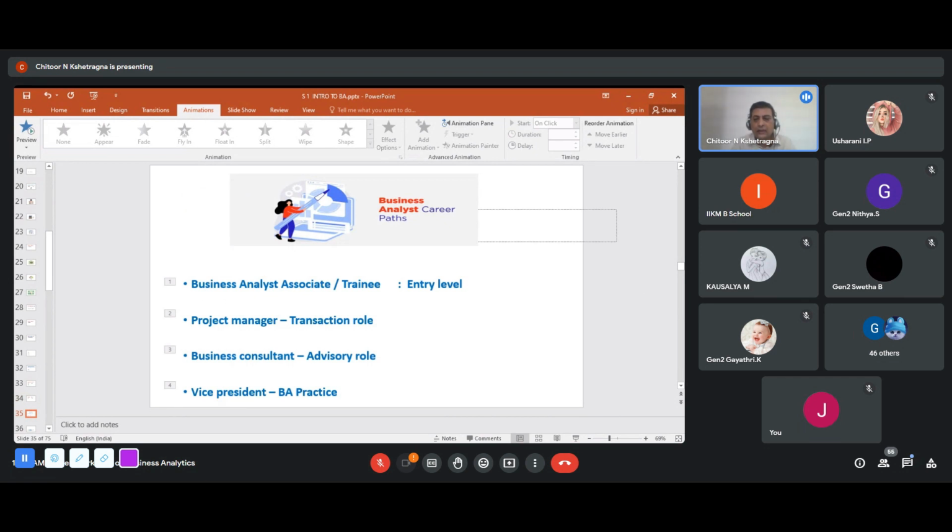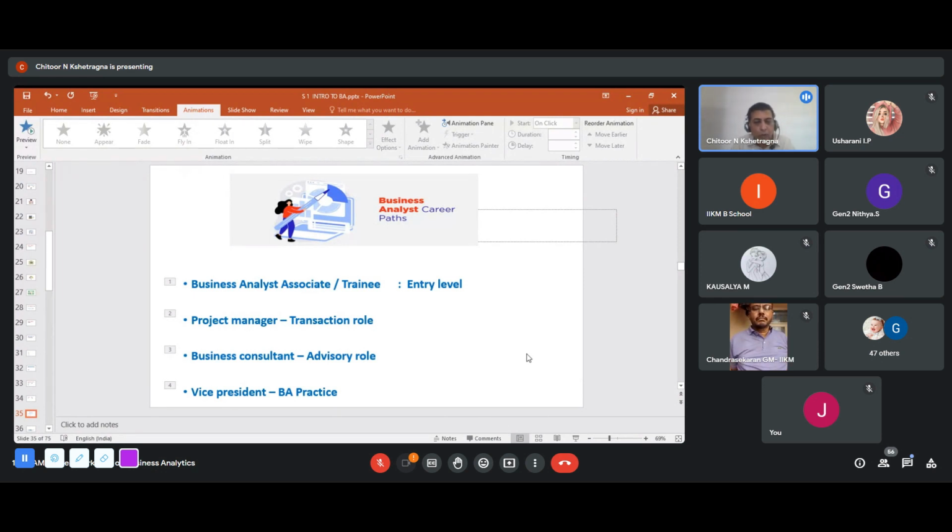Okay. So what is the career path? These are typically how the career paths work. You join as a business analyst, associate trainee, entry level, and then you end up being a project manager. This is a transaction role. Or you end up being a business consultant, an advisory role where you talk to customers, telling them let's not do this, let's do this, this will work, this will not work.